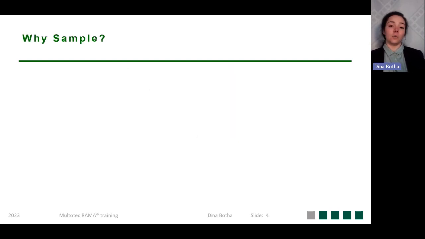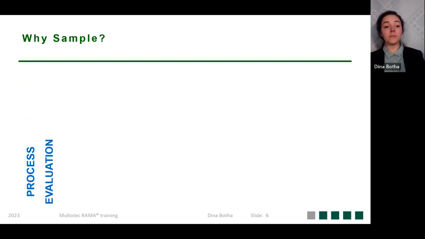So the first thing we always need to ask when we want to install a sampler is, why are we sampling? What are we going to do with the results of this sample? Now, sampling is mainly used for two purposes: process control or metallurgical accounting or process evaluation purposes.